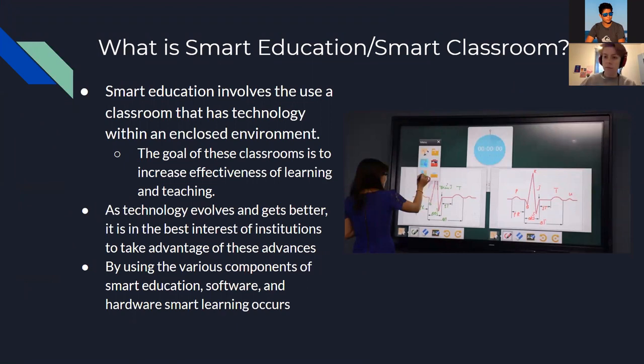Smart education involves the use of a classroom that has technology within an enclosed environment. The goal of these classrooms is to increase effectiveness of learning and teaching. As technology evolves and gets better, it is in the best interest of the institutions to take advantage of these advances. By using the various components of smart education, software, and hardware, smart learning occurs.